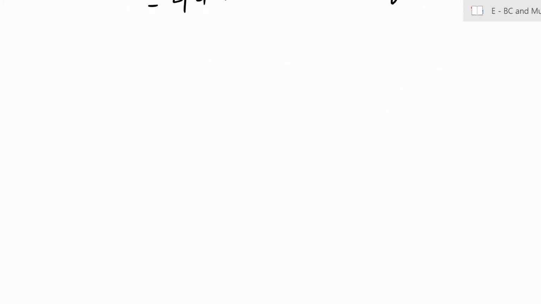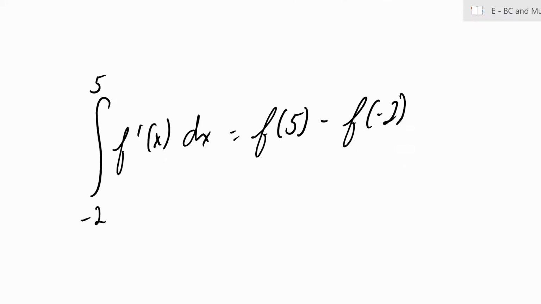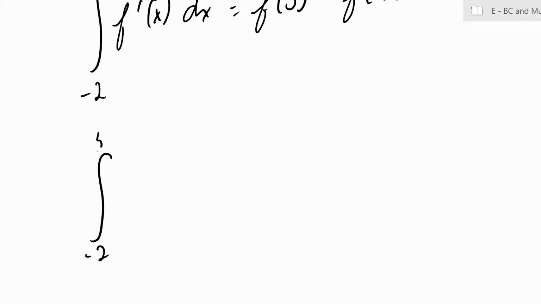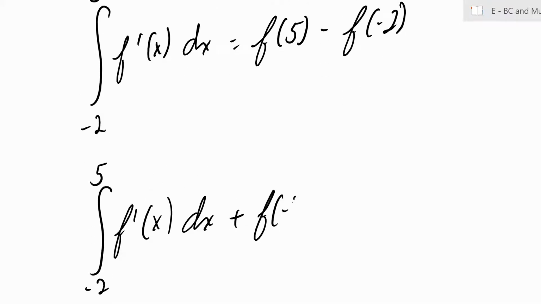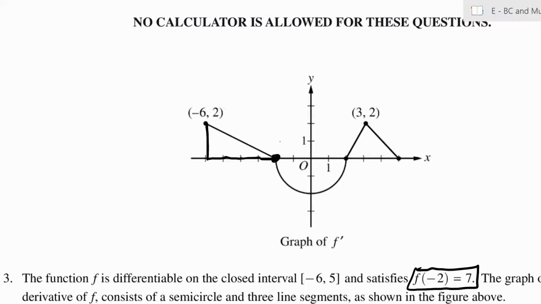And they also want f of 5. So we integrate from negative 2 to 5 of f prime of x dx, which equals f of 5 minus f of negative 2. Solving for f of 5, we bring that negative 2 over the equal sign again. So the integral of f prime of x dx plus f of negative 2 equals f of 5. And this time we're going from negative 2, so from here, to 5, which is right here.